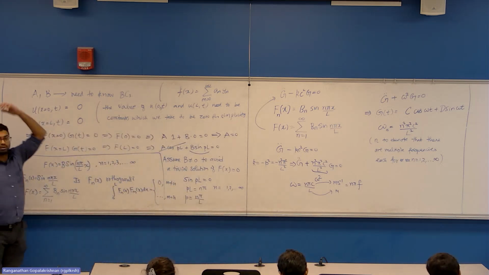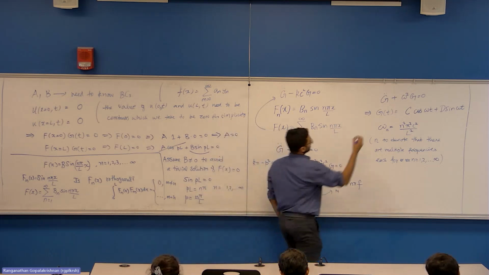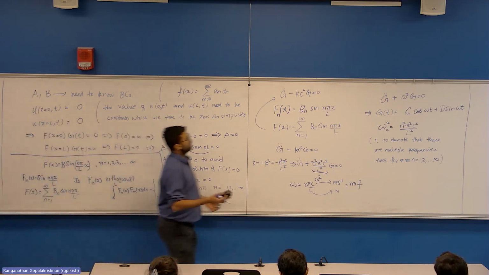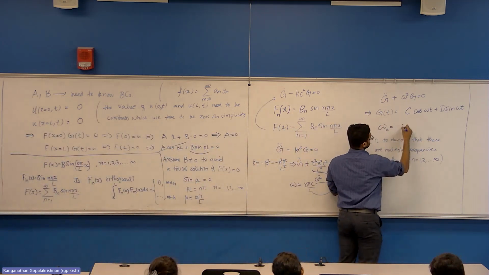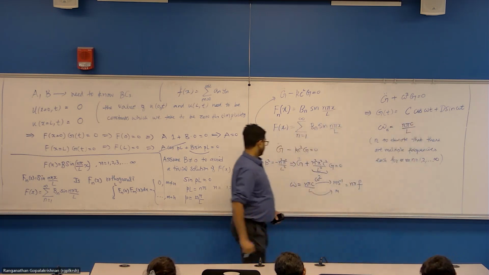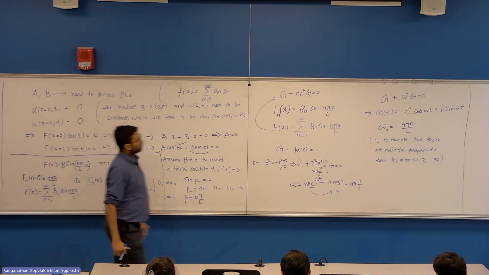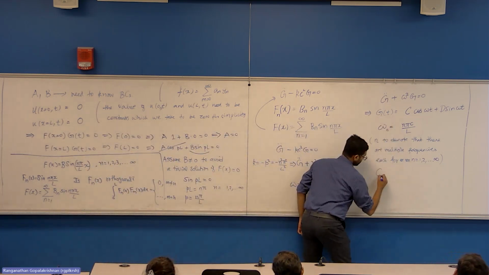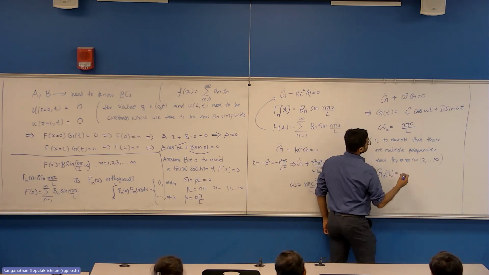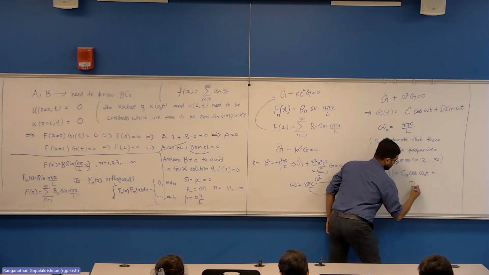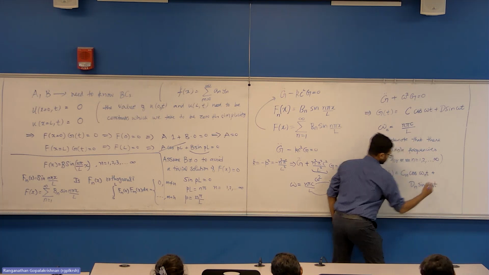Actually, it would be simpler to write omega n is n pi c over L. So I will rewrite this G as Gn of t equals Cn cos omega n times t plus Dn sine omega n times t.